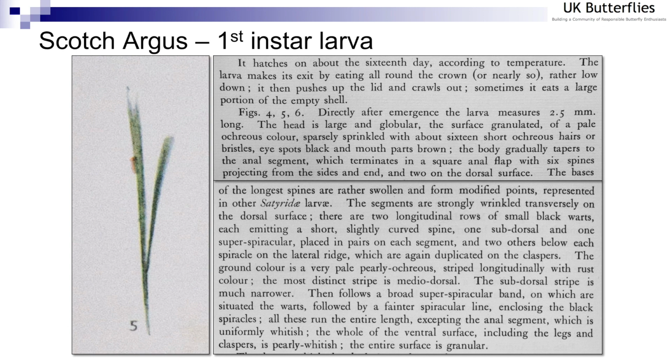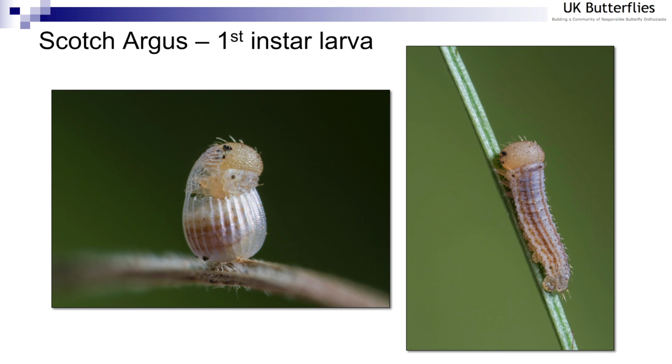Now in this day and age, with the advances in photography and especially photography equipment, I think we can do better. So for those two elements of behavior and appearance, we can create images that look like this. This is a first instar Scotch Argus larva on the left, pushing its way out of its egg, pushing the lid that it forms away as it does so. And on the right hand side, this is what the caterpillar looks like once it's finally left the egg.